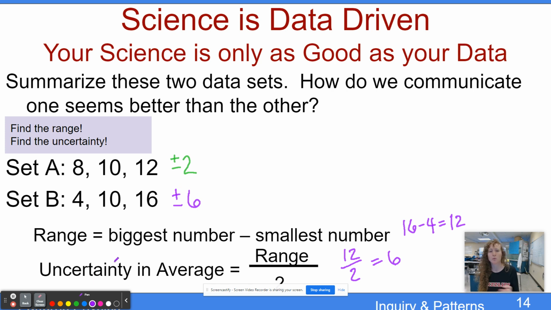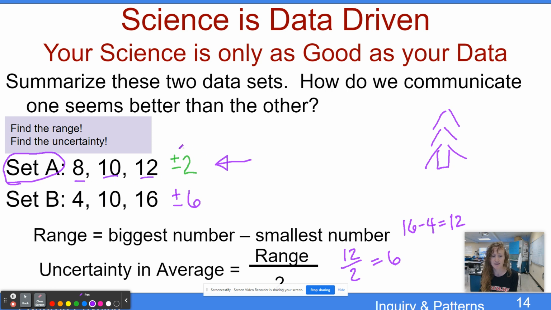So the next question would be, which of these sets of data is better? Well, to decide that, we want the data with less possible error or less uncertainty. So set A would be a better set of data as I measure my tree because I can be more certain of every measurement because there is less possible error or less uncertainty associated with those measurements.